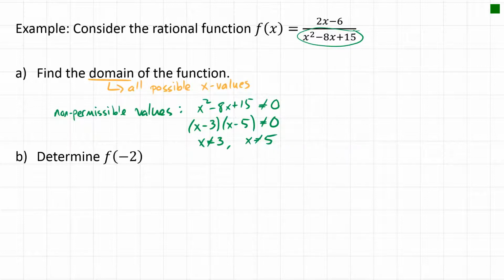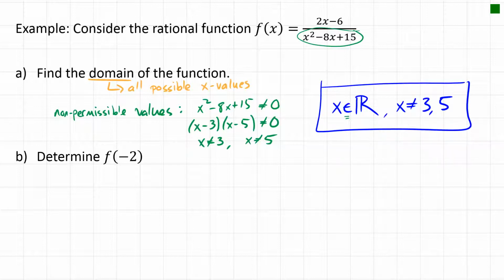So the domain is all values of x, and we've used this terminology previously, but that little symbol there looks like a funny looking e. That means x is in the set of the real numbers, or x is all the real numbers, except we have to note that it can't be 3 or 5. This statement is how we would write the domain of the function f of x: x can be all real numbers, except it can't be 3 or 5. So that's describing the domain.